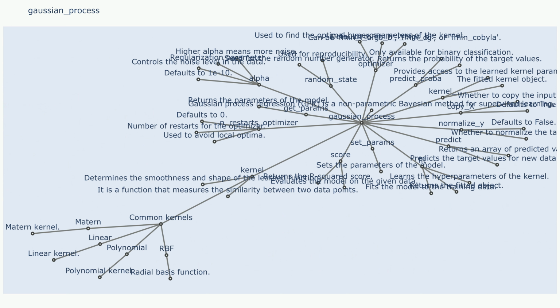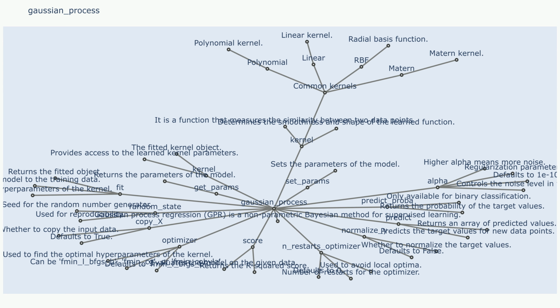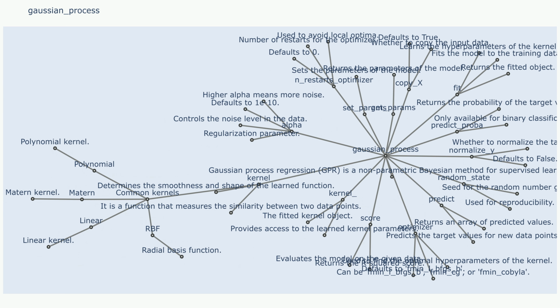Practical applications. Regression. Predicting continuous values like stock prices, temperature, or material properties. Classification. Classifying data points into different categories, such as spam detection, medical diagnosis, or image recognition. Interpolation. Estimating function values at points where no data is available. Bayesian optimization. Optimizing complex functions by efficiently searching for the best parameters.